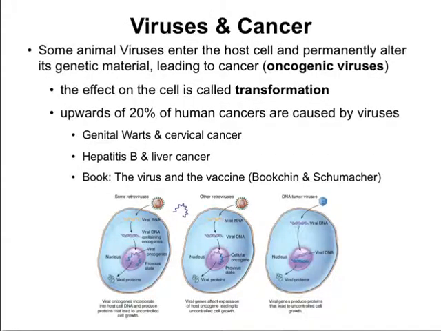And some viruses actually cause cancer. They enter the host cell and permanently alter its genetic material. These viruses are called oncoviruses or oncogenic viruses. The effect on the cell is called transformation because they've been transformed into cancer cells. It's suggested that upwards of 20% of human cancers are caused by viruses, and that's just the ones we've identified so far because this is a relatively new idea. Recently, we've heard a lot about genital warts and cervical cancer. We also know that hepatitis B causes liver cancer.